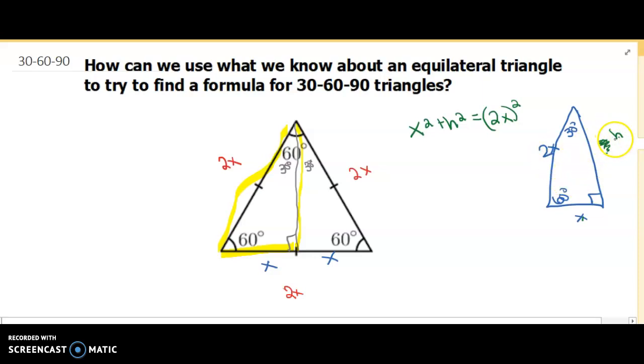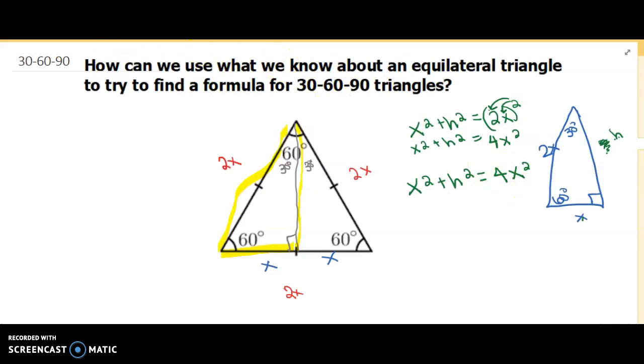I want to solve for h in terms of x, so basically I want to get h by itself. What does h equal? Let's break it down. x squared plus h squared equals, remember when I square something in parentheses, I have to square each part, so 2 squared is 4x squared. So I have x squared plus h squared equals 4x squared. Minus x squared on both sides, so I get h squared equals 3x squared.